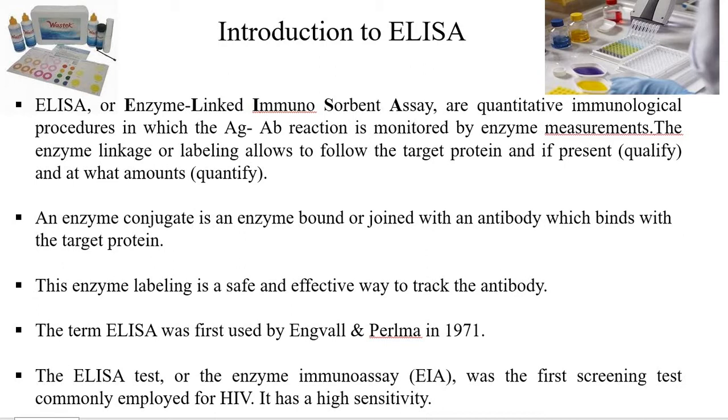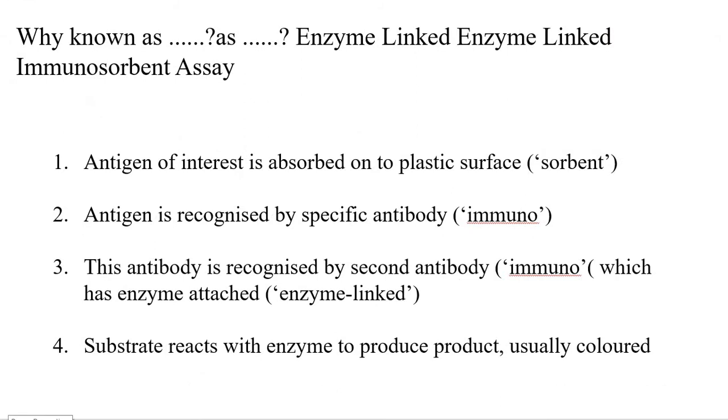The first ELISA test was developed for HIV virus in the year 1971. The term ELISA was first used by Engvall and Perlmann. Why is it known as enzyme linked immunosorbent assay?